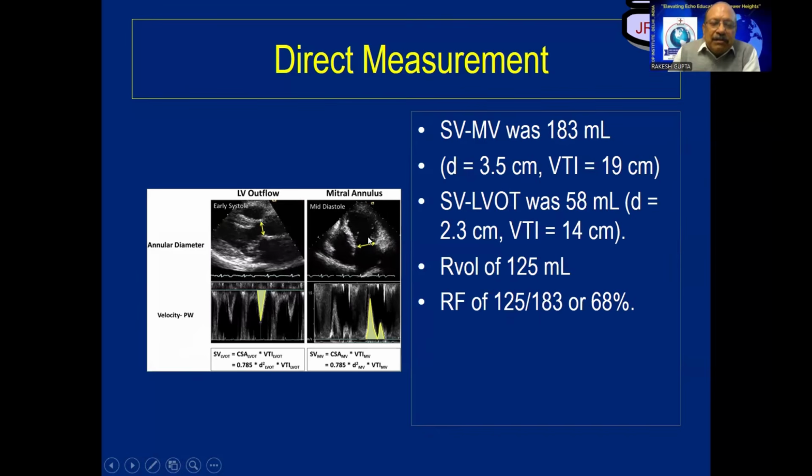When I'm doing the mitral valve, I can take the annulus from here and the pulse wave by spectral Doppler pattern to get VTI. That is clear? Is it clear, Dr. Ruchi?